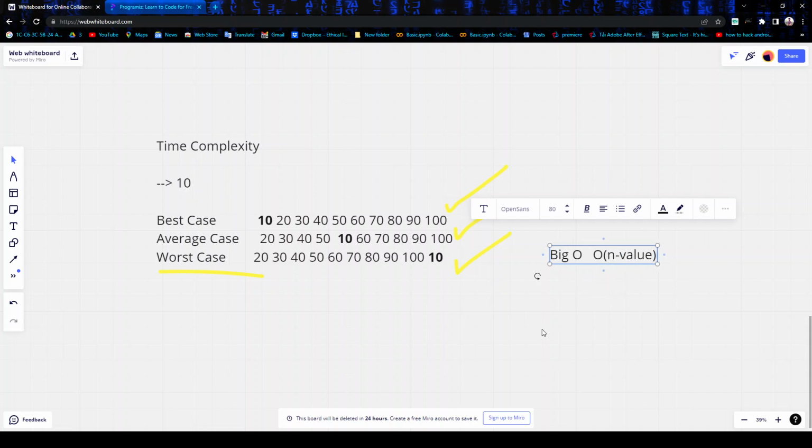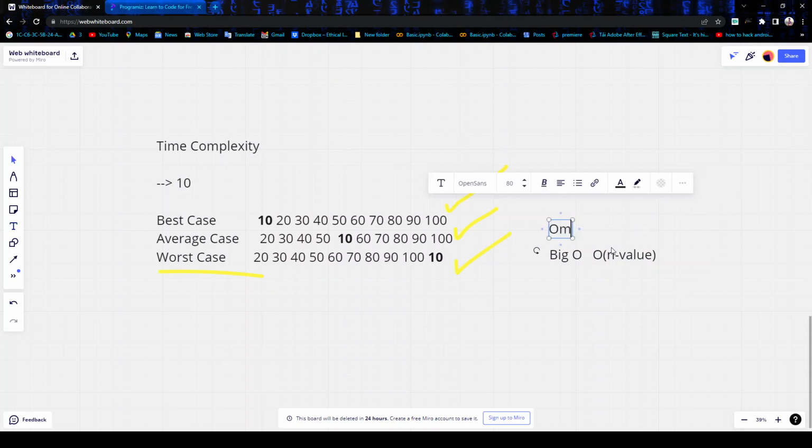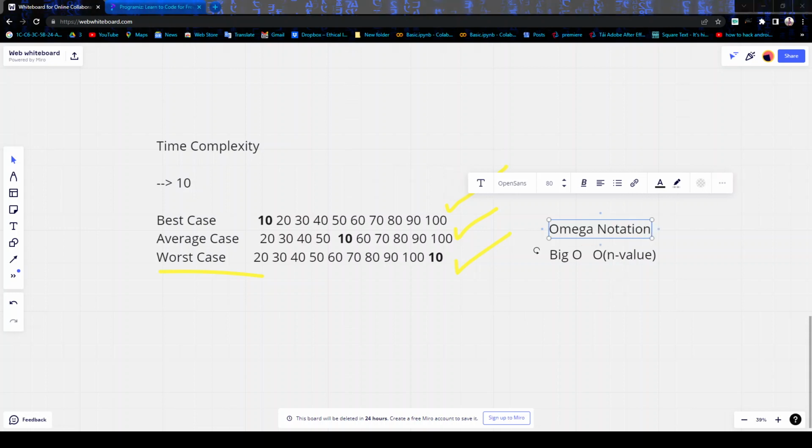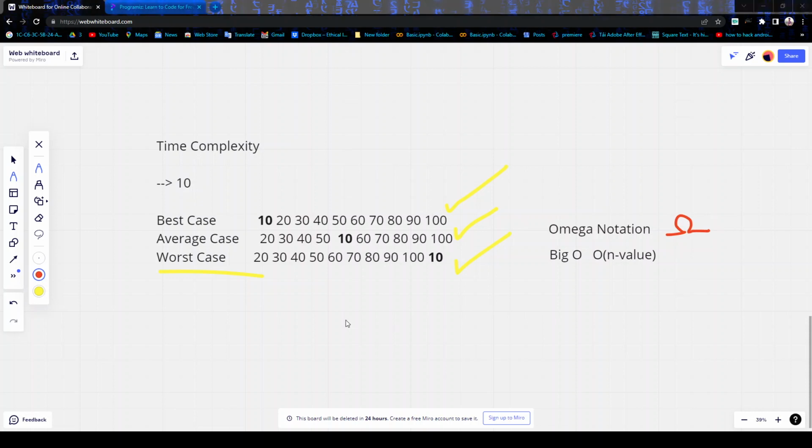It is generally the n value here, that is the number of steps. That is the big O notation, and it is the worst case. The average case time complexity is denoted by the omega notation. Now what is the omega notation? It is just like a horseshoe. Let's draw it. It is somehow like this one. So that is the omega notation that we have for the average case.